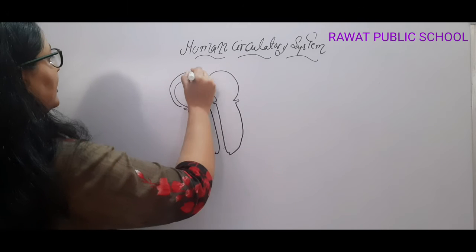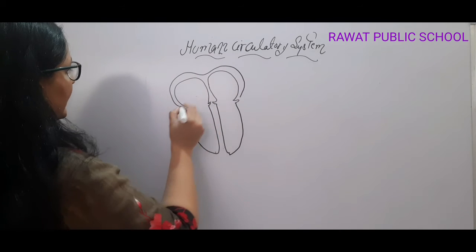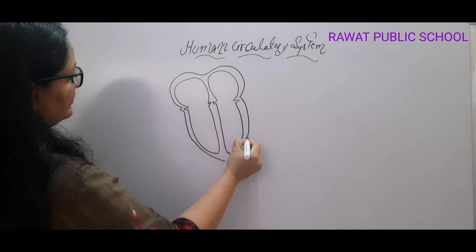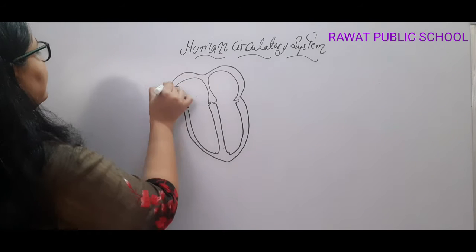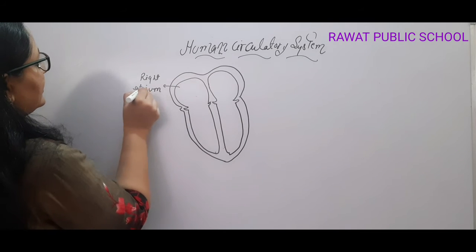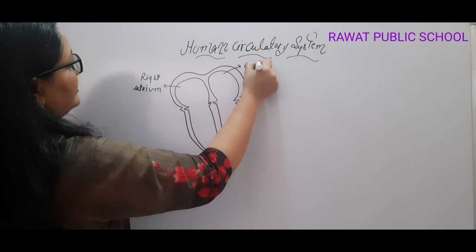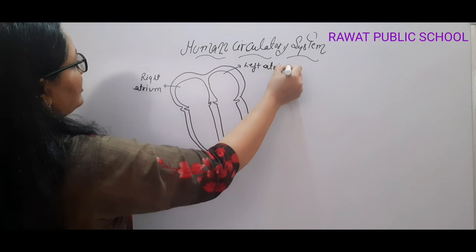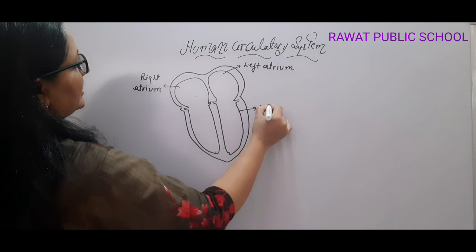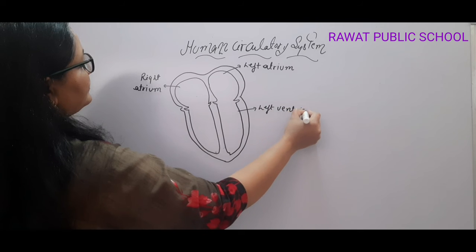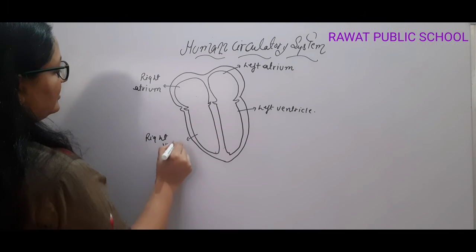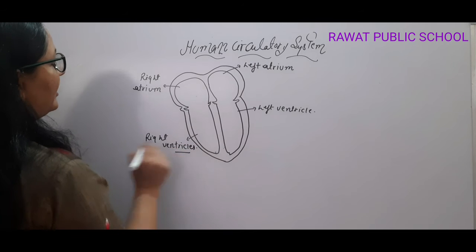So there are basically two atria, one on the right side and another one on the left side. Please look at this. This one is the right atrium. This one is the left atrium. Left part of the heart is always associated with the pure blood. This is left ventricle. This is right ventricle. So there are four chambers in the human heart.